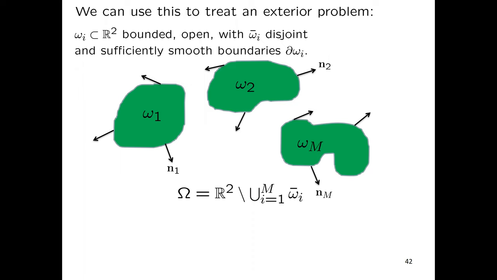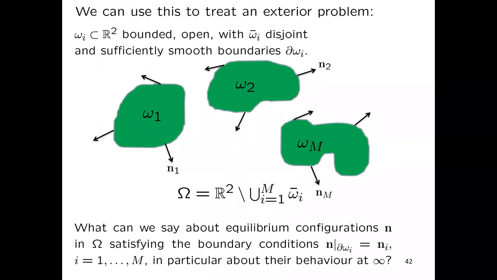So we're going to suppose that the little omega_i are bounded and open, with sufficiently small boundaries that their closures are disjoint, and omega is going to be the exterior domain, so R^2 minus the union of the closures. And on each little omega_i, we're going to specify what the director has to be. On the first one, it's got to be n1 of x. On the second one, it's going to be n2 of x. On the mth one, it's going to be nm of x.